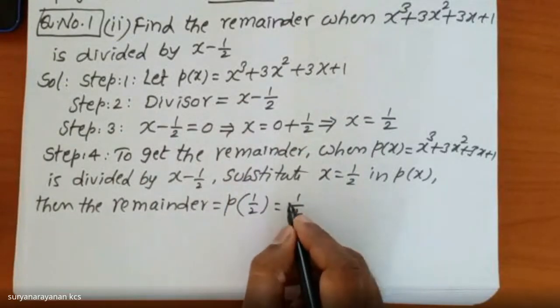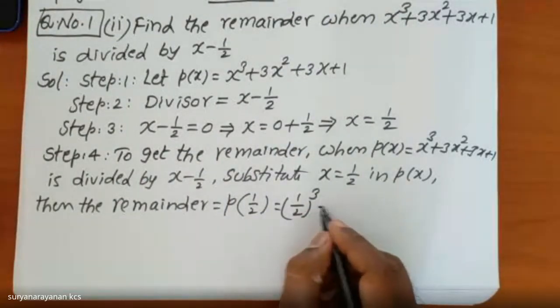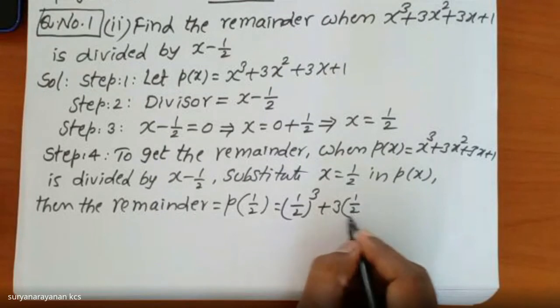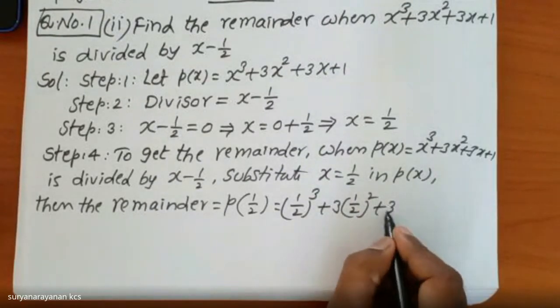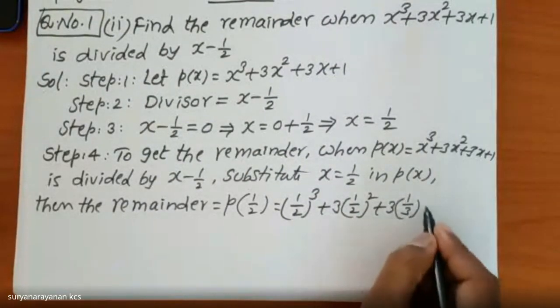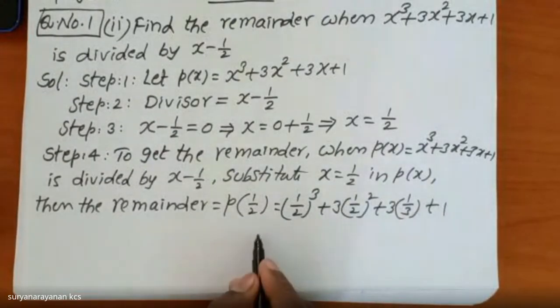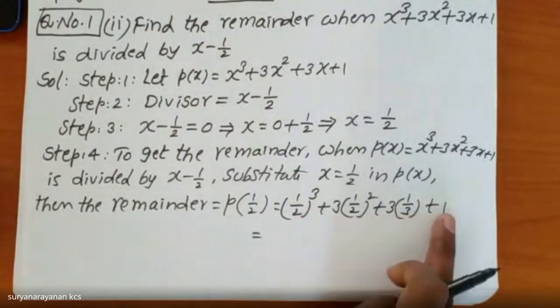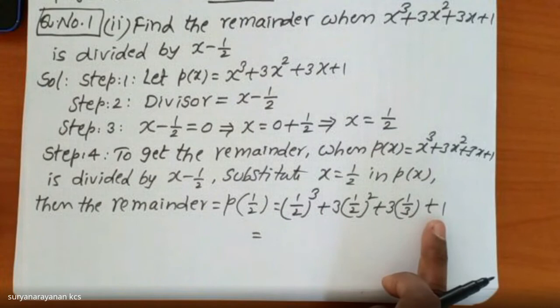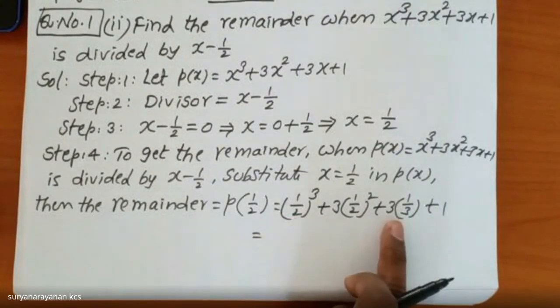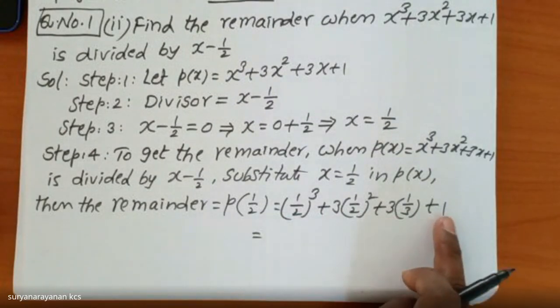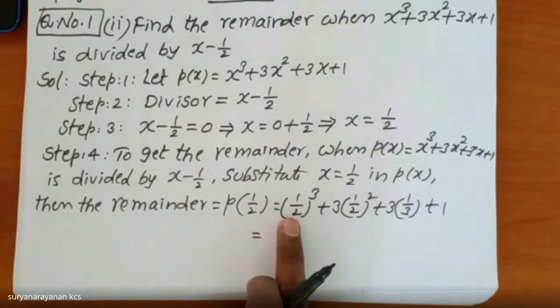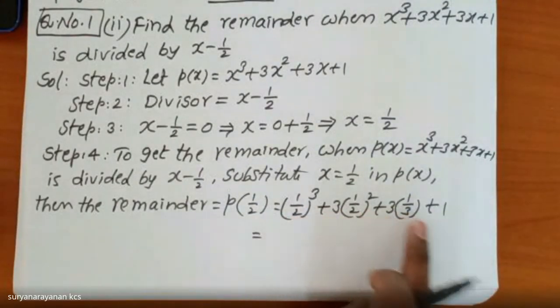So (1 by 2) whole cube plus 3 into (1 by 2) whole square plus 3 into 1 by 2 plus 1. Now 1, 2, 3, 4 terms are there. Out of these 4 terms, the last one is the constant term, so no need to simplify this last term. But you have to simplify the first 3 terms.